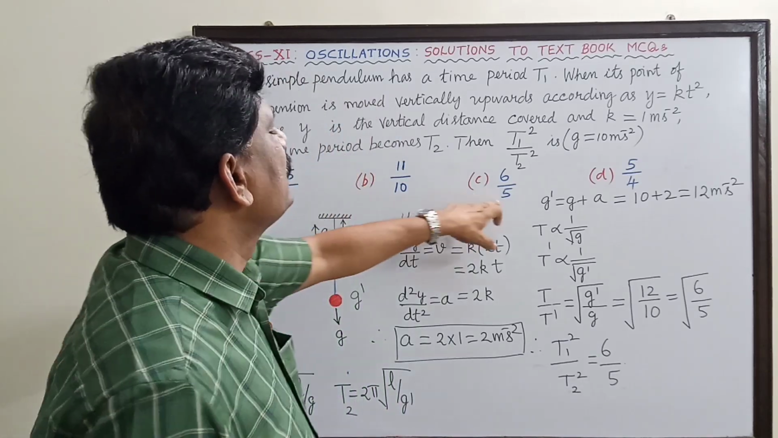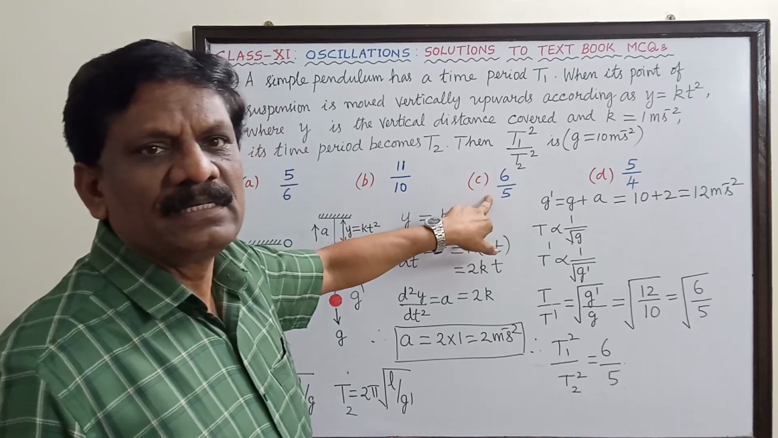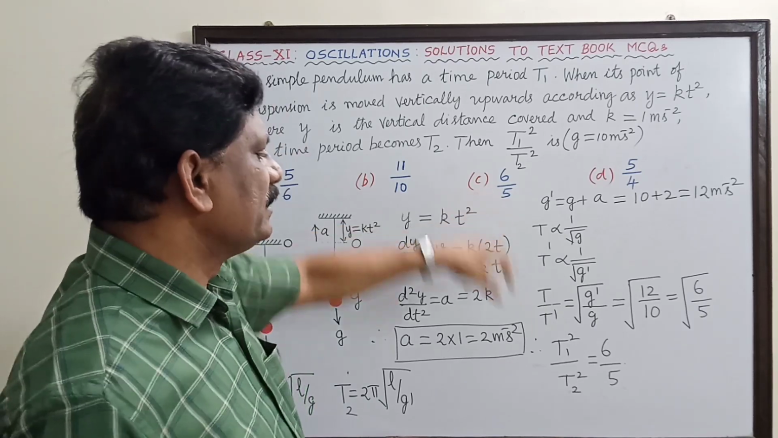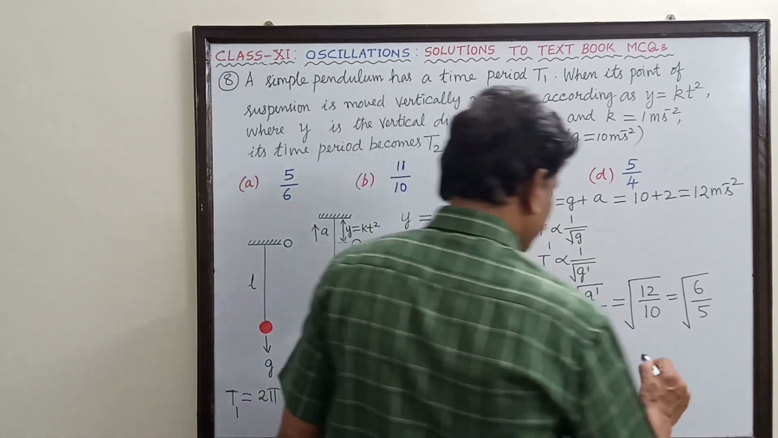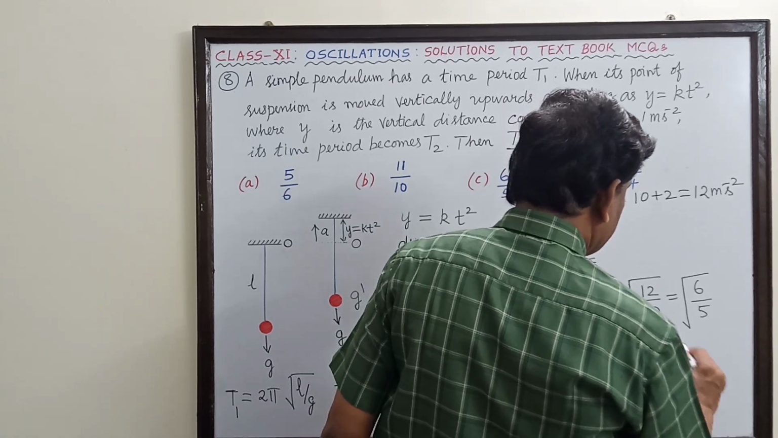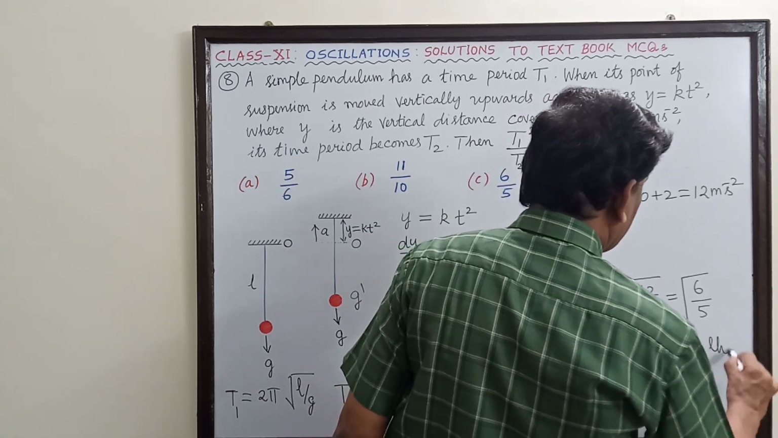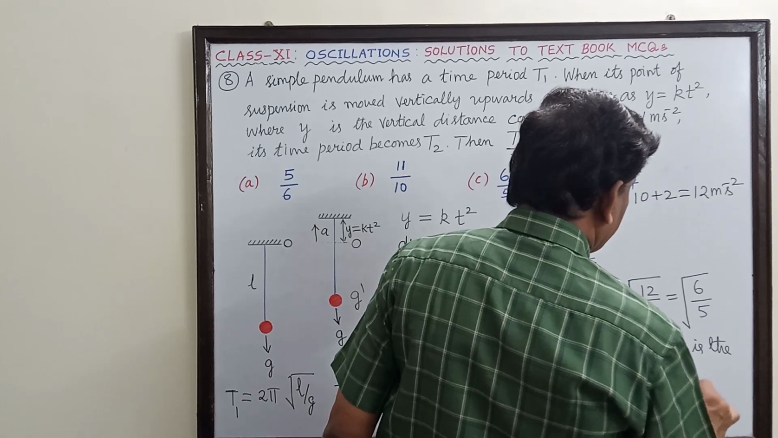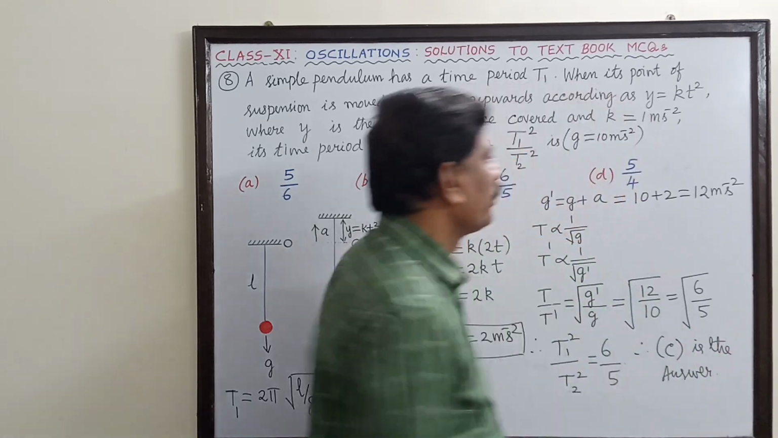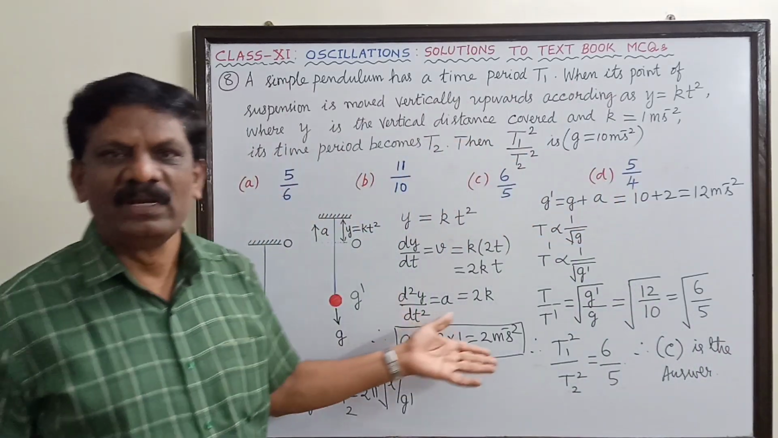So now which is the option? The correct option is 6 by 5. So option C is the correct answer. Well, therefore option C is the correct answer. I hope you must have understood.